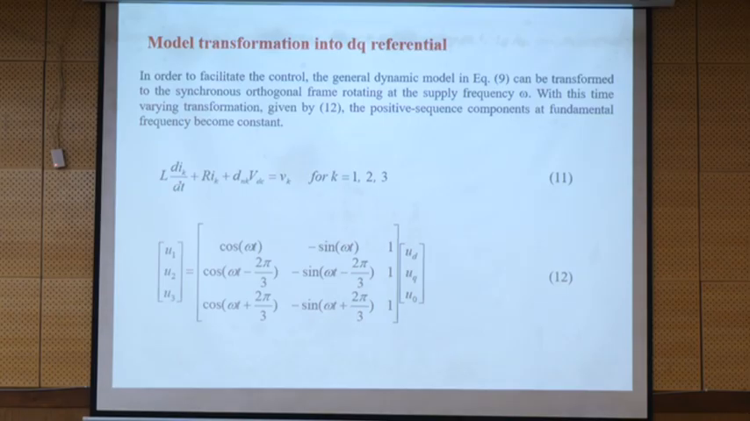Because we can transfer all of these things. So L is a constant value, so we just multiply it by di/dt. We don't need to convert it. But di/dt, iK, dnK, and VK need to be changed because they are variables, not constants.